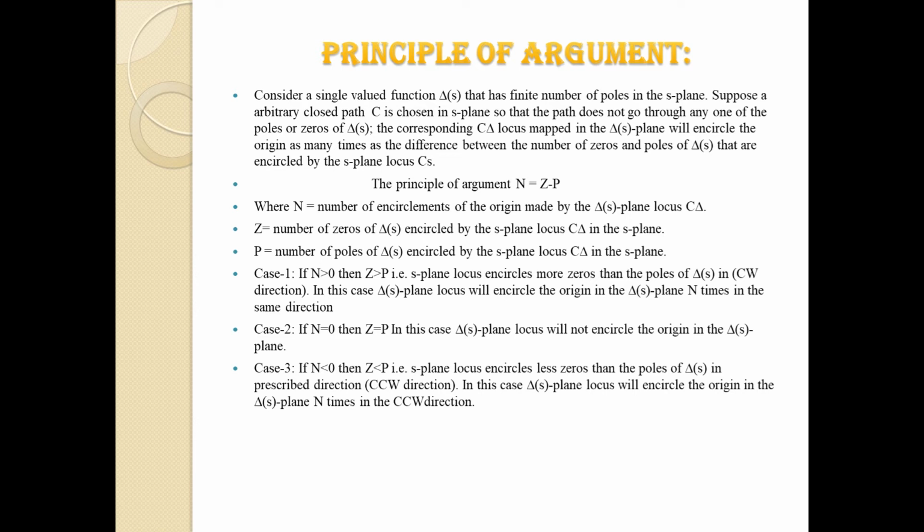And another case is possible, that is n is less than 0. Now when n is less than 0, then Z will be less than P, and the S plane locus encircles fewer zeros than the poles of delta S in the prescribed direction, that is the counterclockwise direction. Now in this case, the delta S plane locus will encircle the origin in the delta S plane n times in the counterclockwise direction.